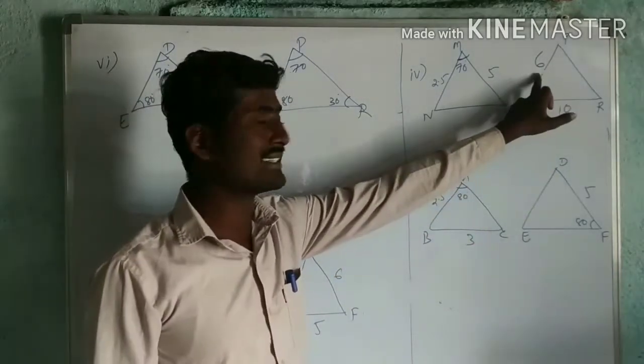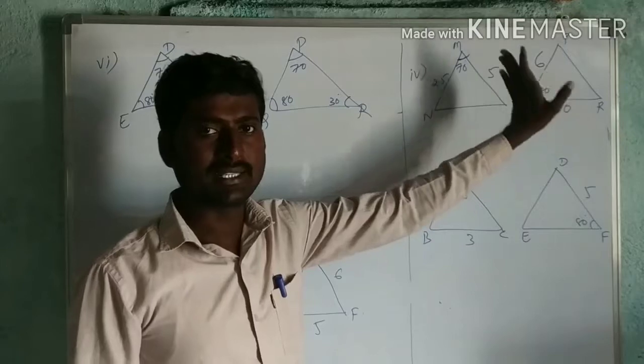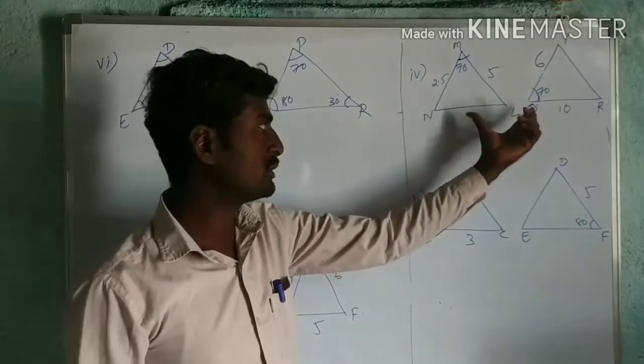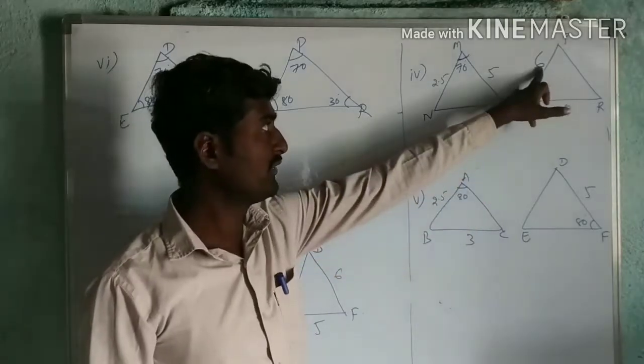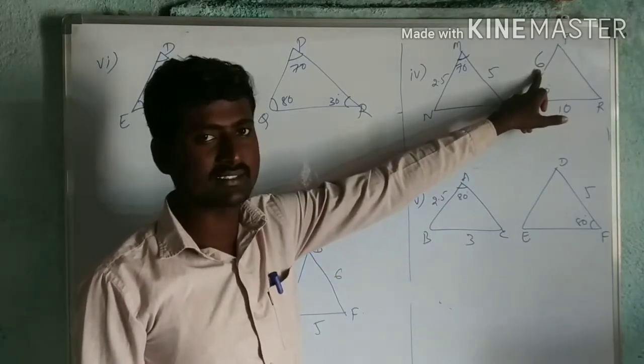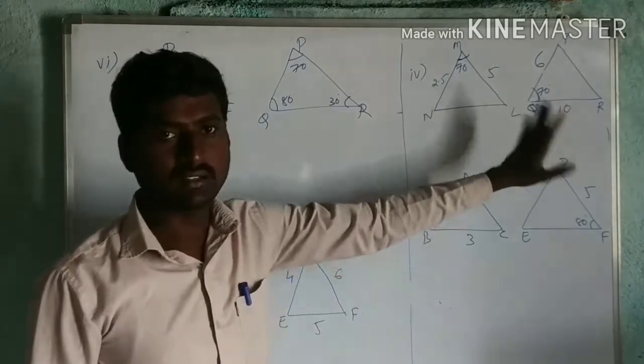Because here they have given 6. If 5 is there, by SAS similarity criterion, these two triangles are similar. If 5 is not given there, they have given 6. Therefore, these two triangles are not similar.